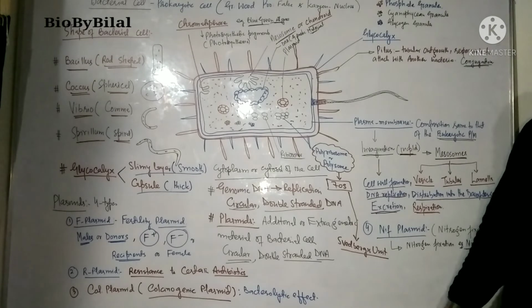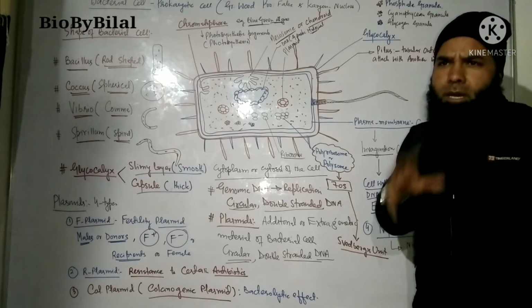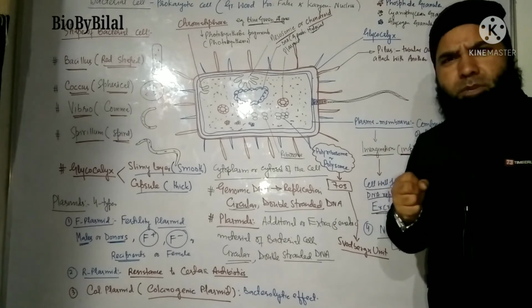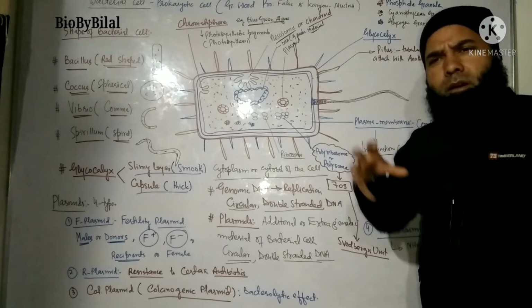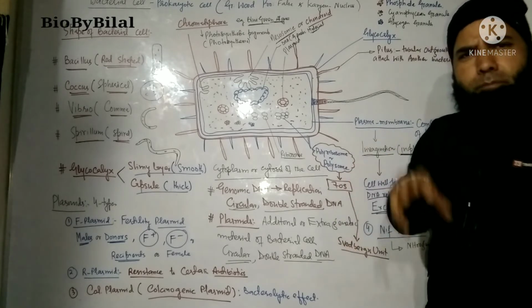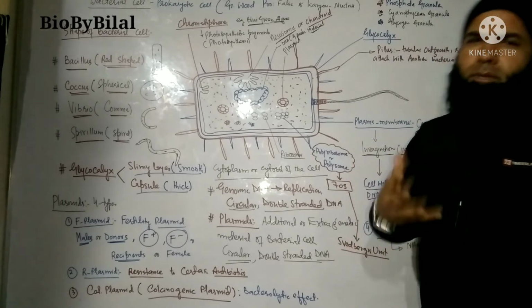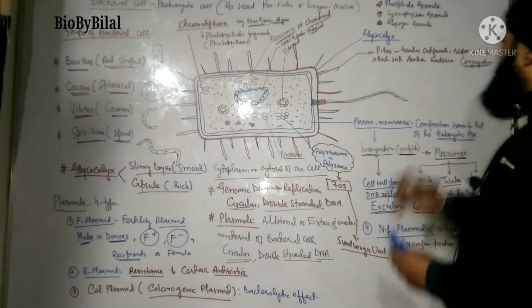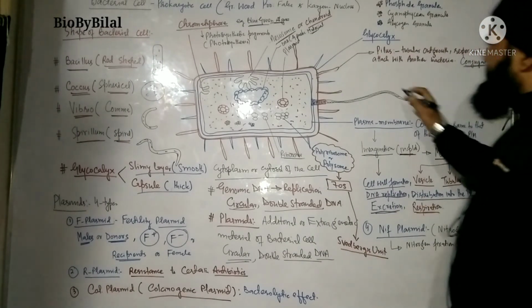Remember, conjugation is a process in which the male bacteria, called the F plus plasmid, donates the genetic material to the bacteria called the recipient or the female bacteria. It is considered to be the F negative. I have mentioned it on the board. So it helps in conjugation.